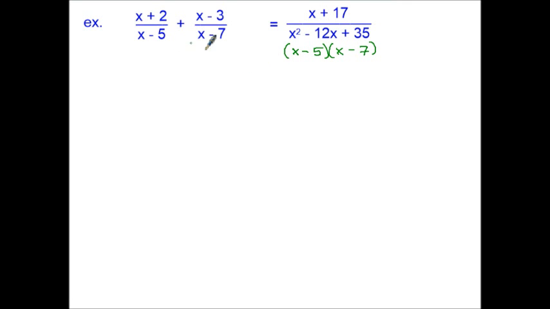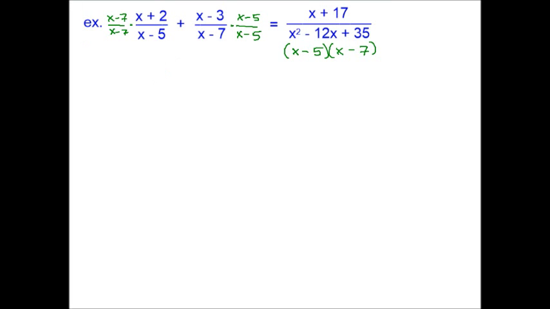So basically this guy's got all of the factors that exist in this problem as far as the denominator goes. This guy doesn't have an x minus 5, so we need that top and bottom. Likewise, this guy doesn't have an x minus 7, so that's what he gets. Now really at this point, if you want to, you could cancel out all the denominators and just worry about the numerators, which is honestly what I'm about to do.